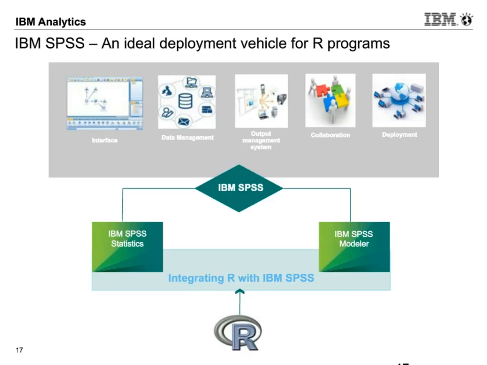So putting these things together, using statistics or Modeler, you get a nice interface, you get data management capabilities from the basic products, you have ways of deploying that output and editing it in a way that makes it easier to do reports, repetitive reports. There are collaboration tools using collaboration and deployment services so that you can share and manage the output and the artifacts that you're creating, and you can deploy these into decision-making systems.